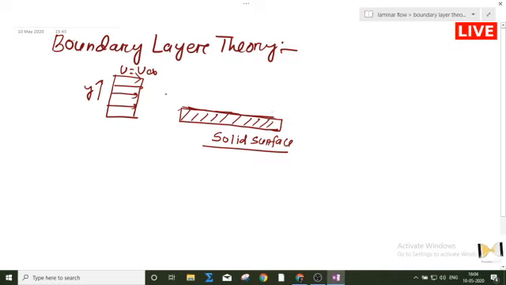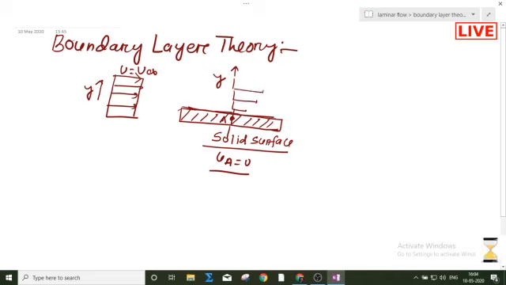Suppose I am choosing any one fixed point, suppose this point as A. At this point A the velocity of the fluid particle will be 0. Now if you move in the perpendicular direction from this plate, the velocity will gradually increase.